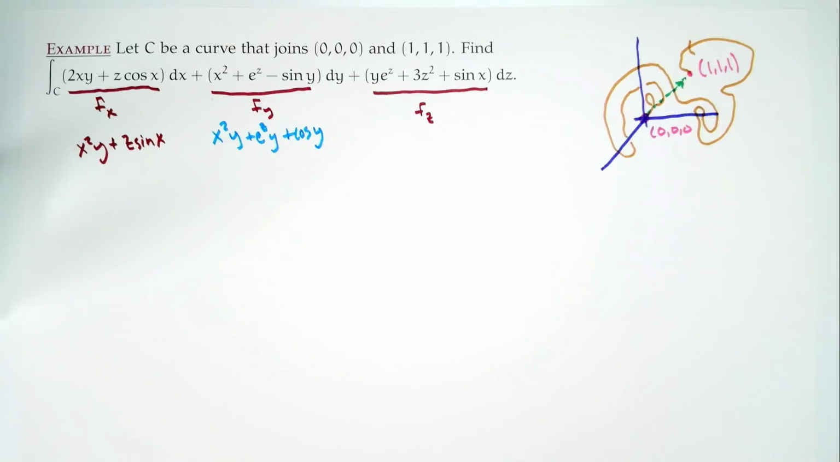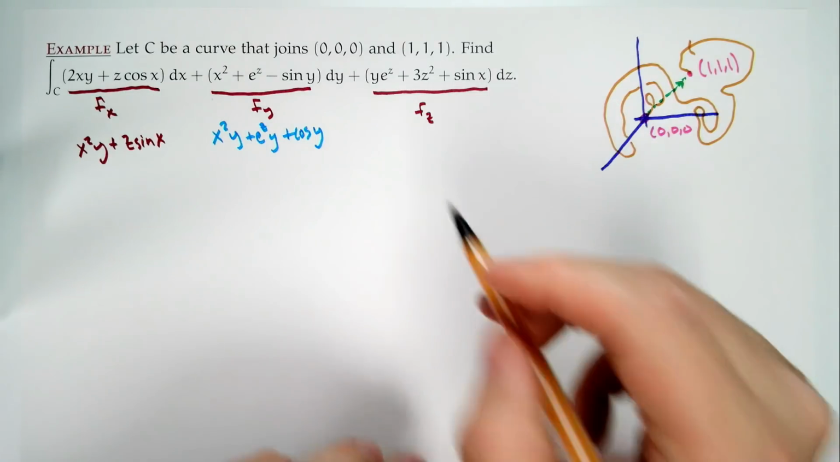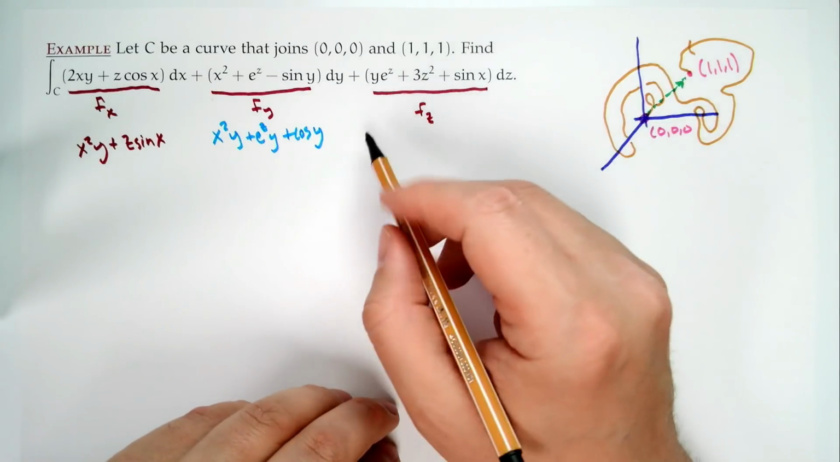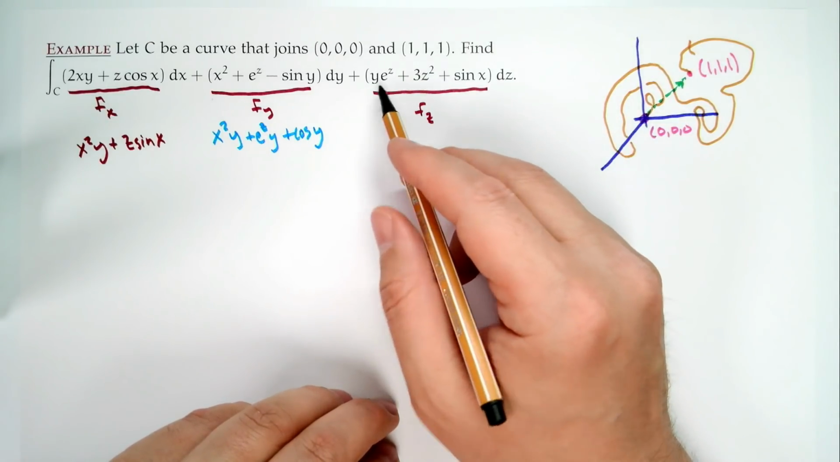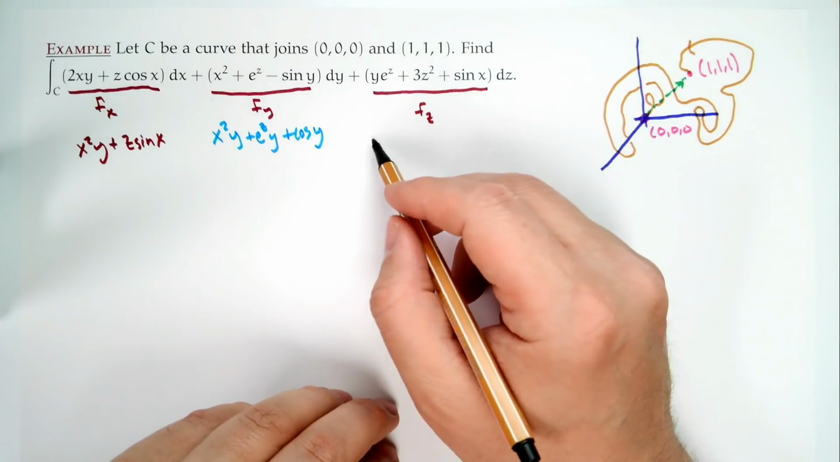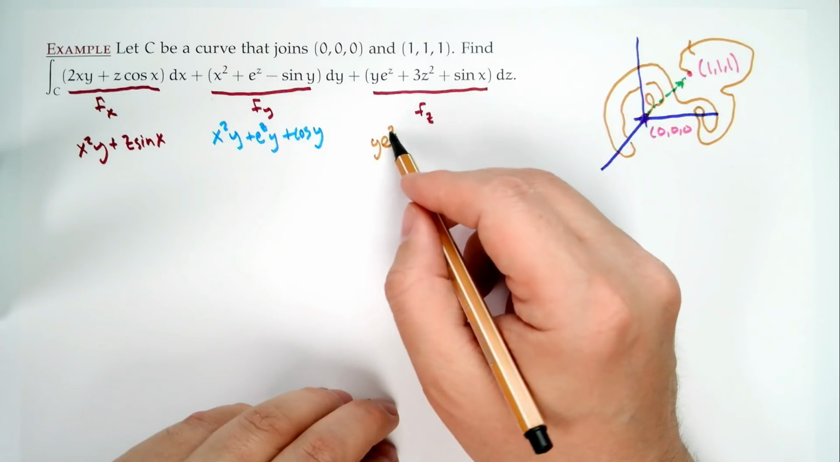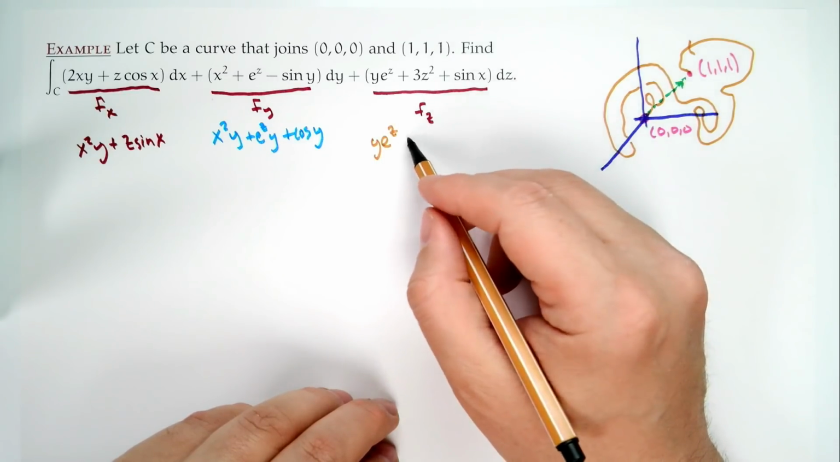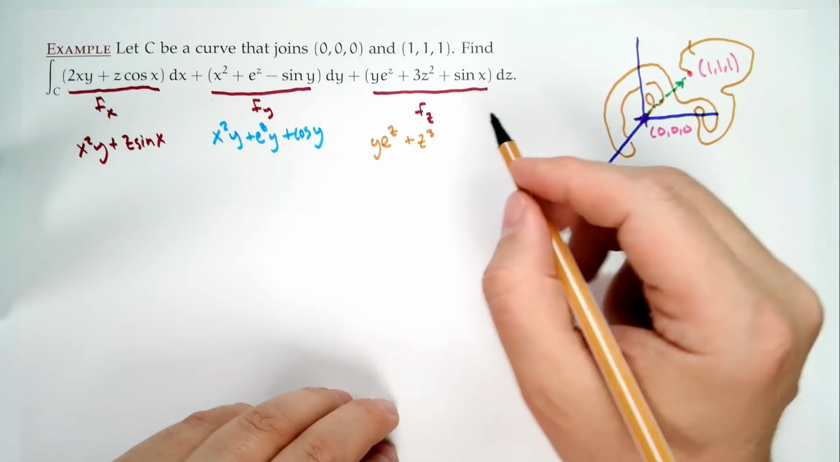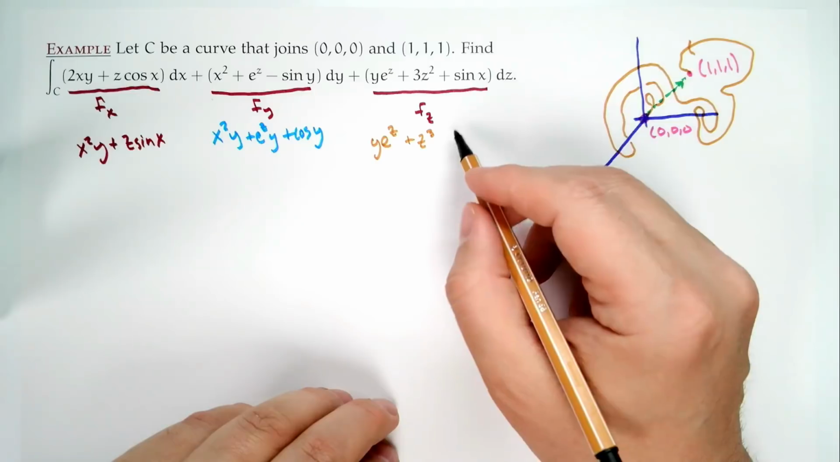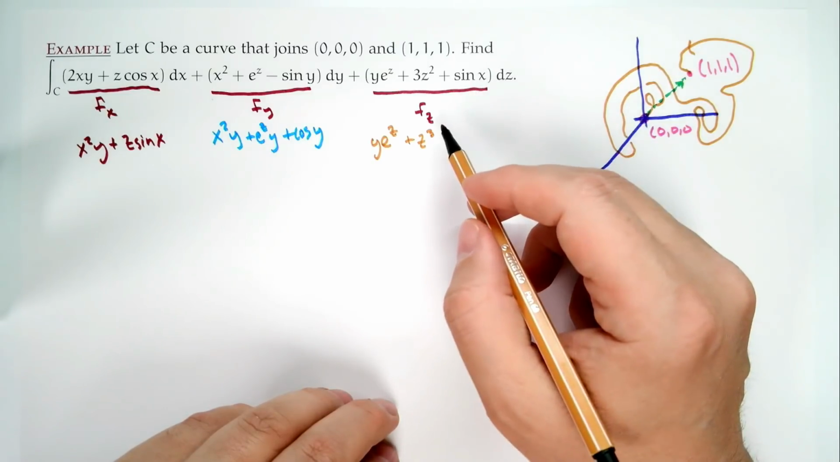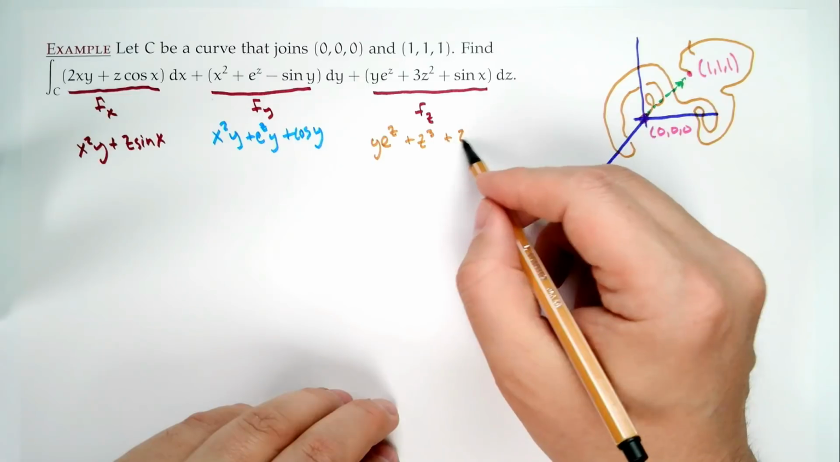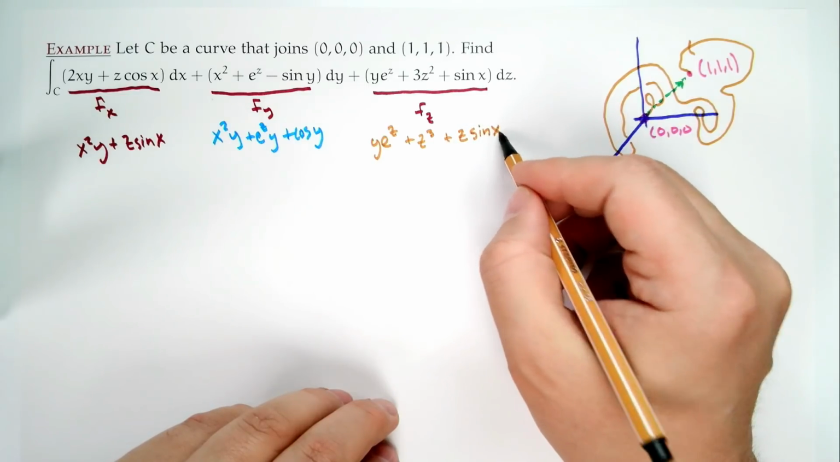Okay, now to the last integral. Well, here we're going to integrate with respect to z. So we're going to get y e to the z. Integral of 3z squared, z cubed. Integral of sine x. Well, sine x is a constant when I integrate with respect to z. So it'll be z times sine x.